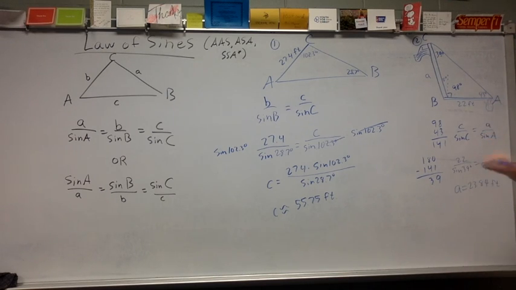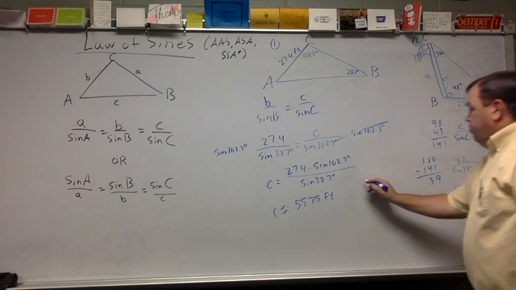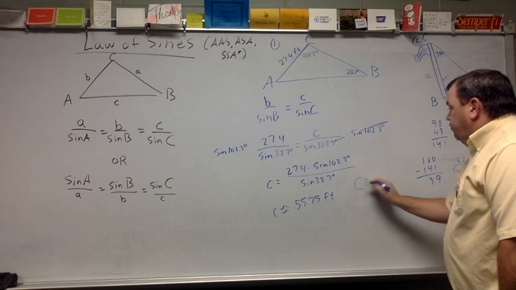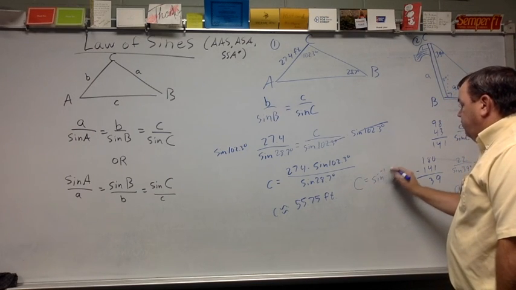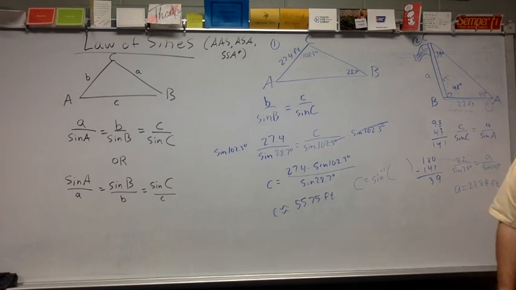The only other piece of advice I have with using the law of sines: if you're ever solving for a missing angle, remember to get that angle by itself. You're going to have to use an inverse sine at some point to tell your calculator that you want an angle and not a side.